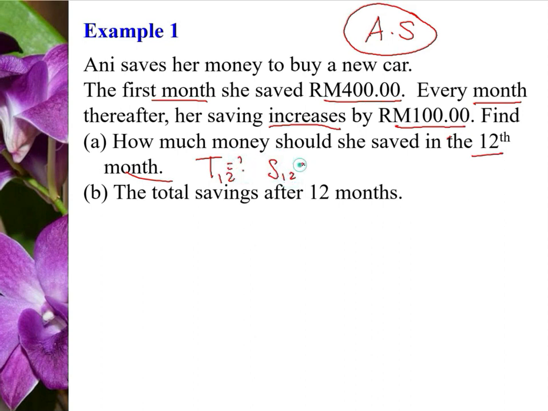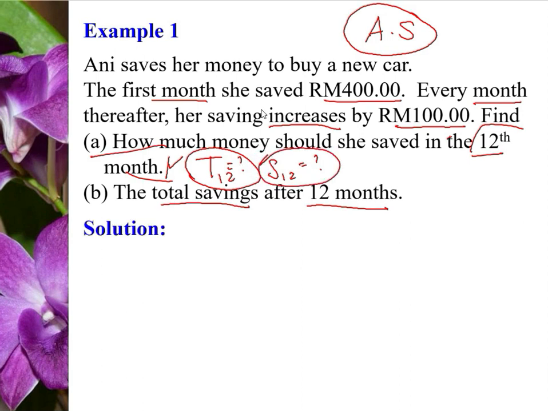Which one is it? Since the question just wants you to find how much money she saved in the 12th month, exactly at the 12th month, that means we want to find the term or the amount exactly at the 12th month. So this means it's the 12th term. Look at question B, the total savings. Total savings means the sum after 12 months, that is the sum of the 12 months.